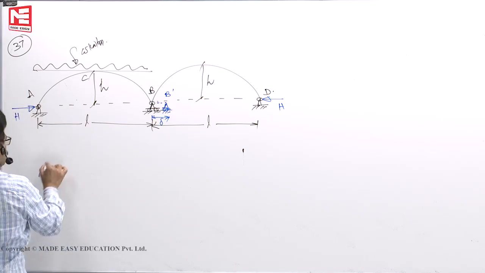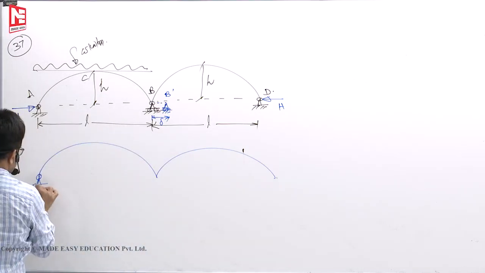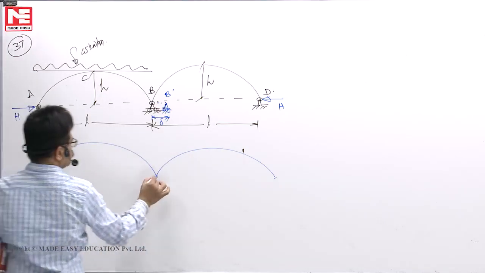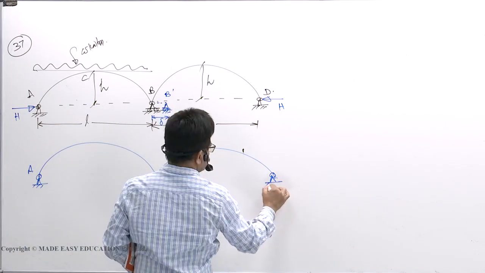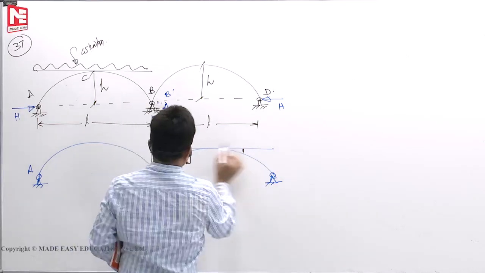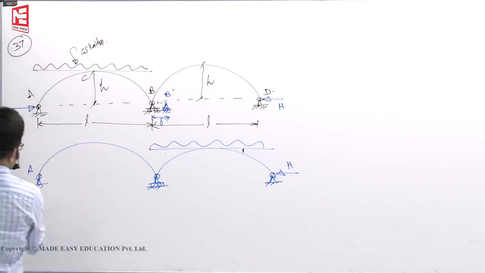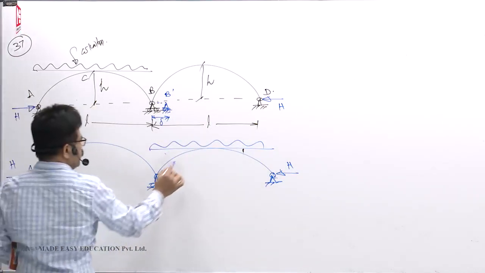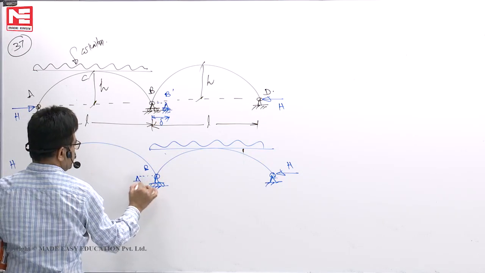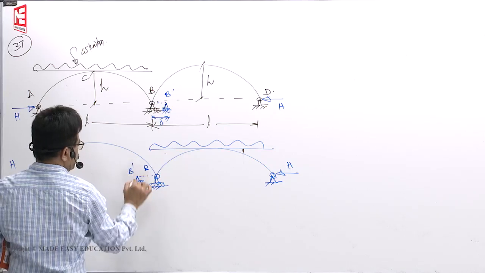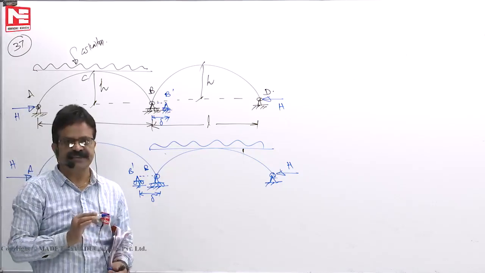Now assume the same thing, I load it like this, say A, this is B, this is D, hinge. I apply load only on this one. There will be one horizontal thrust here, there will be another horizontal thrust here. Because when I press it down, this point B will go towards left. Somewhere here, B will go to B dash, the same amount of delta. For this case also the horizontal thrust is H and H.